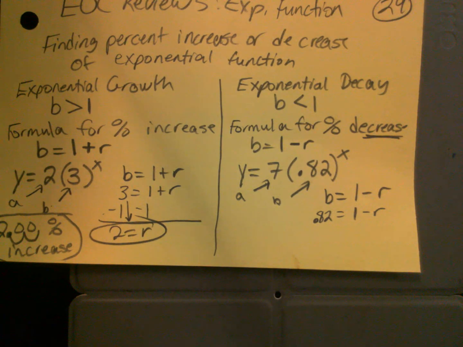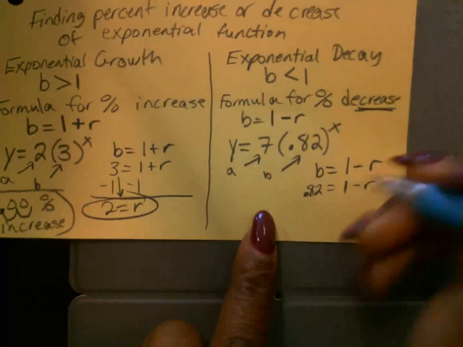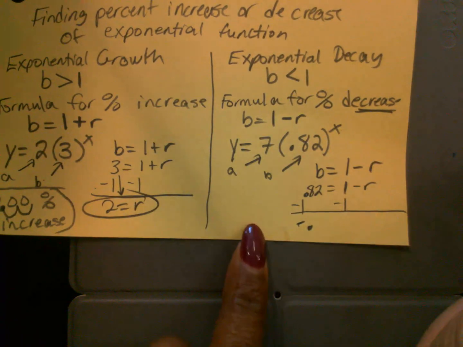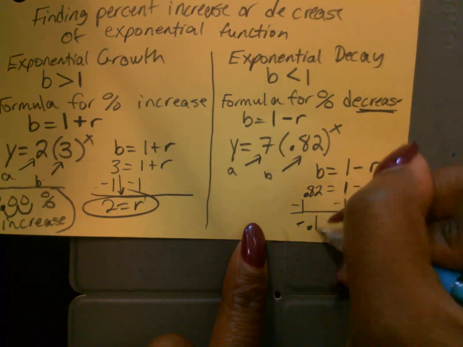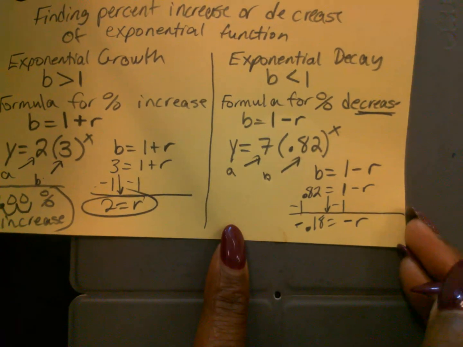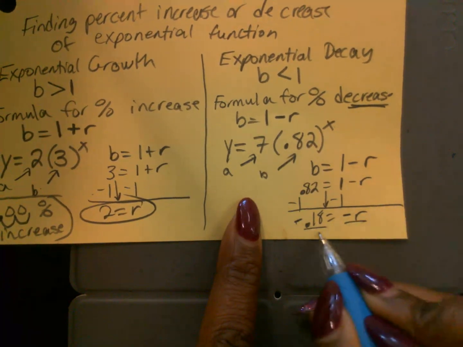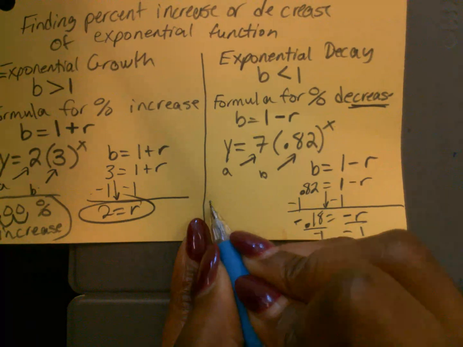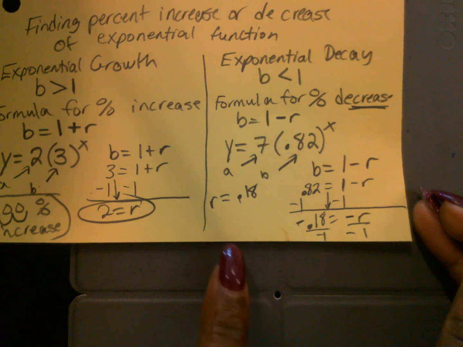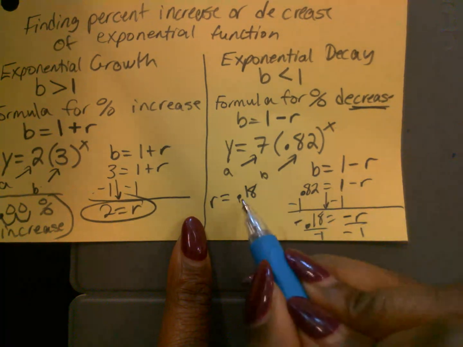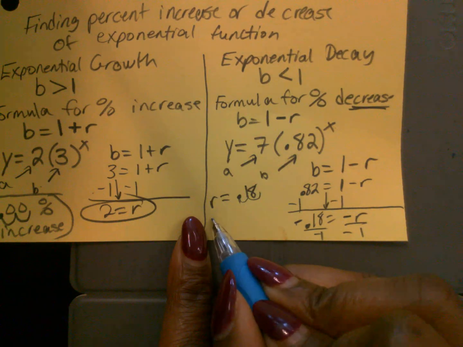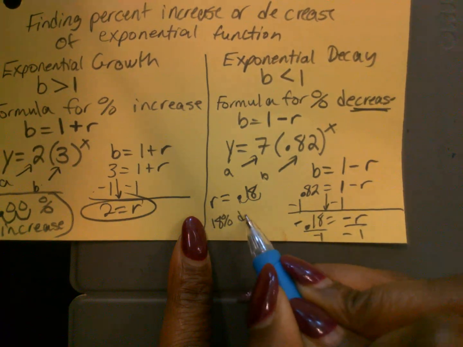So now what am I going to do to solve for R? Subtract 1 on both sides. So this is going to be negative point what? Negative point 18. Bring down the negative R. How do I get rid of the negative? Divide both sides by -1. And so that's going to give me R is equal to 0.18. All right, so now what do I do to find the percent? Move the decimal how many times? 2. So what percent decrease is this going to be? 18% decrease.